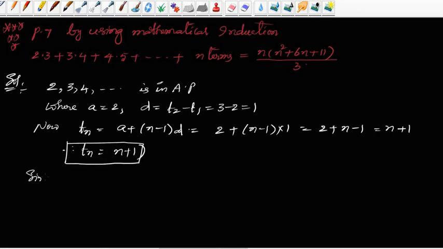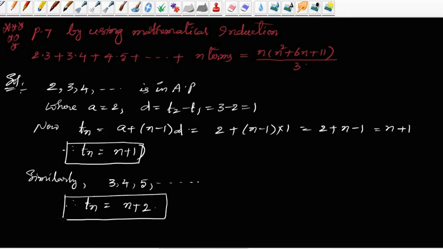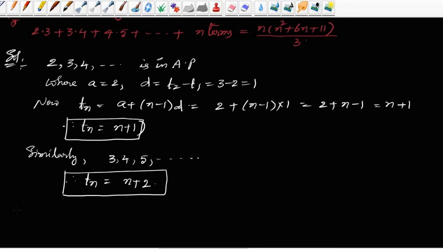Similarly, we can find the nth term of the second product 3, 4, 5. Therefore, Tn is equal to n plus 1 plus 1, that is n plus 2, we will get. By the same process, we get Tn is equal to n plus 2.